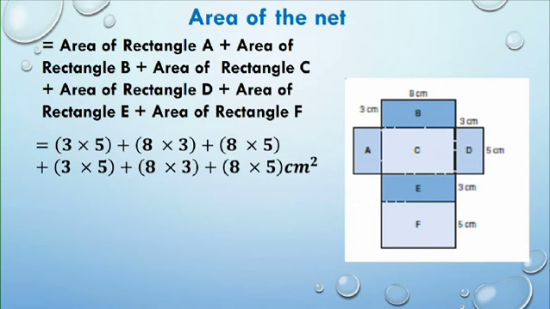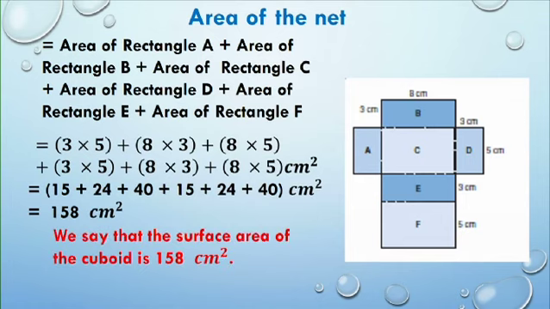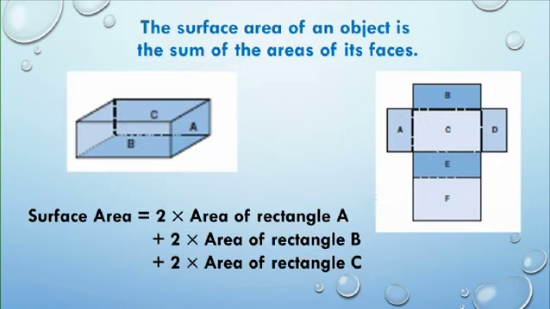So, simplifying, I get 15 plus 24 plus 40 plus 15 plus 24 plus 40. That is 158 centimeters square. So we say that the surface area of the cuboid is 158 centimeters square. In fact, the surface area of a cuboid will be the sum of areas of its faces.